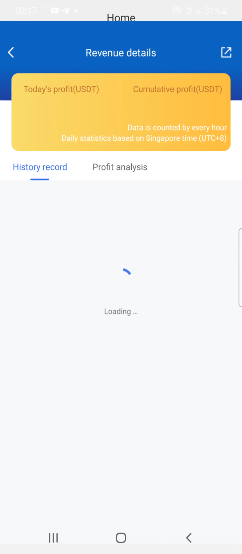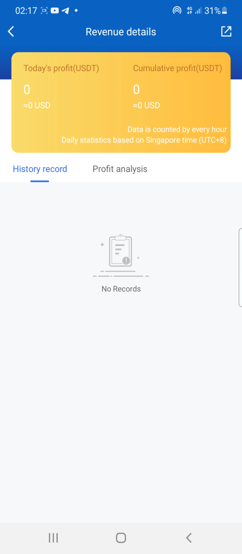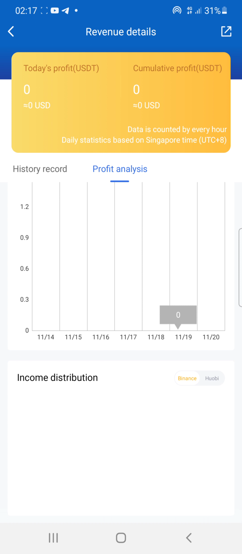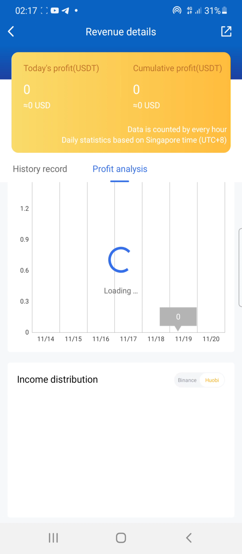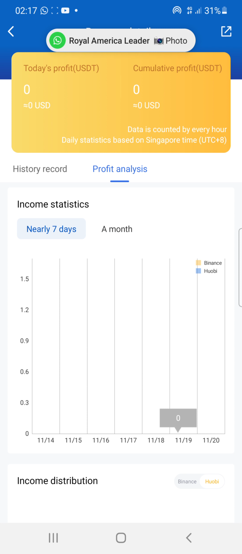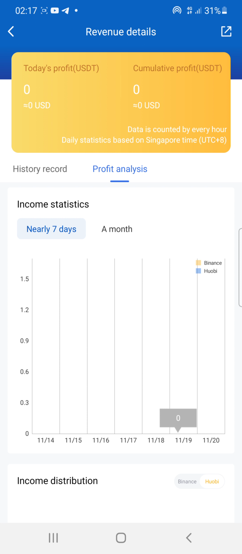Next, we have the revenue details. This is divided into two: the history record and the profit analysis. The profit analysis goes down both on Binance and Huobi and draws a clear picture on which coin you are trading and how much profit is being made.